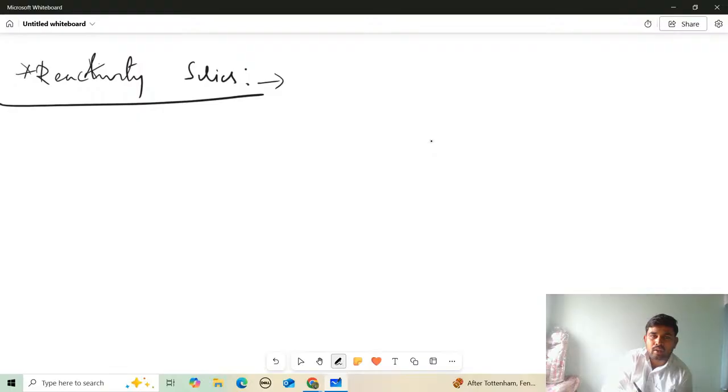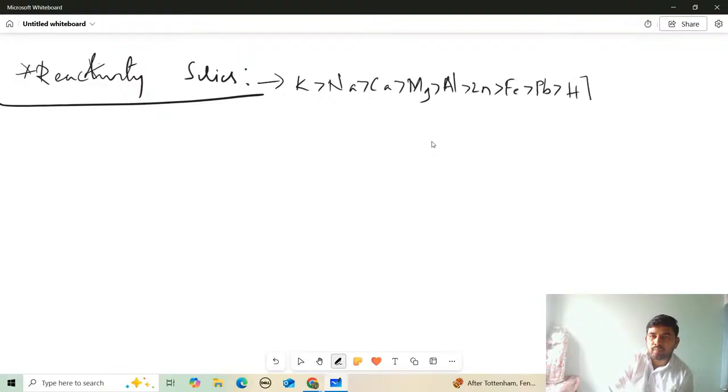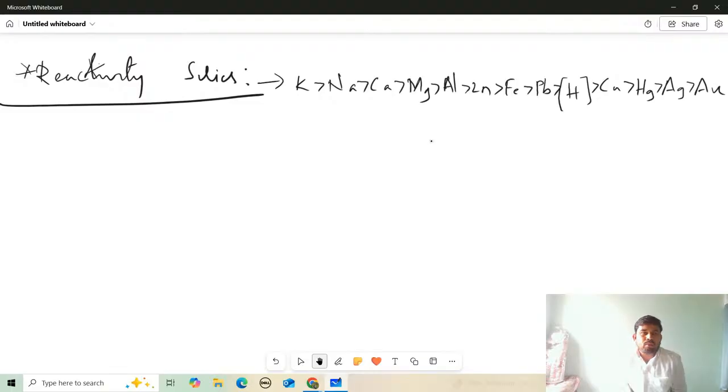Suppose we have first potassium, then sodium, then calcium, magnesium. Potassium is more reactive than sodium, more reactive than calcium. After that we have aluminum, then zinc, then iron, then lead, and after that hydrogen, and then copper, mercury, silver, and gold. Okay, so how to remember this one?